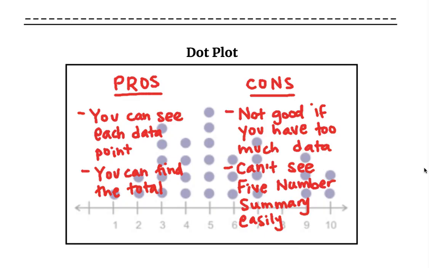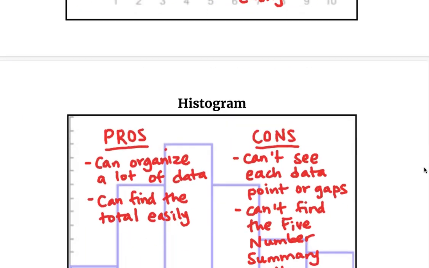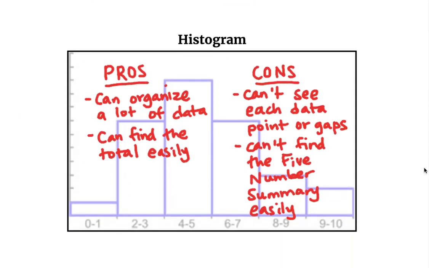Go ahead and jot this down in your notes for the dot plot, and then we're going to move on to the histogram. All right, so the histogram, on the other hand, is really good with organizing a lot of data because we are putting the data into different brackets. We're not just looking at the individual data set. And you can also find the total pretty easily because you can just add up the frequencies on the side.